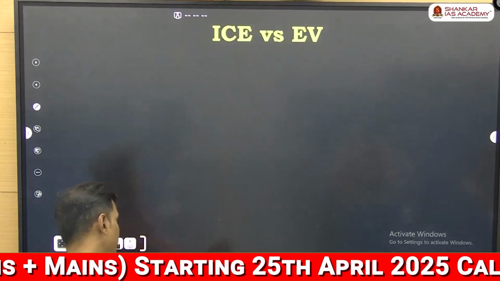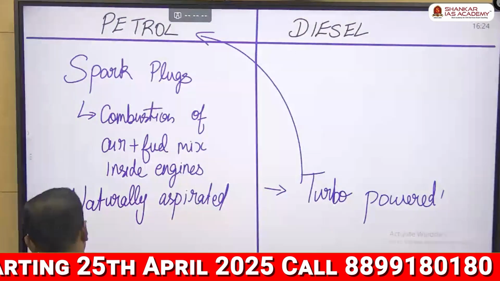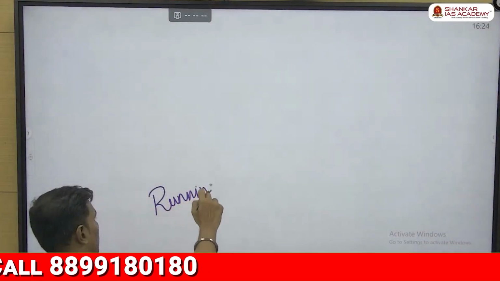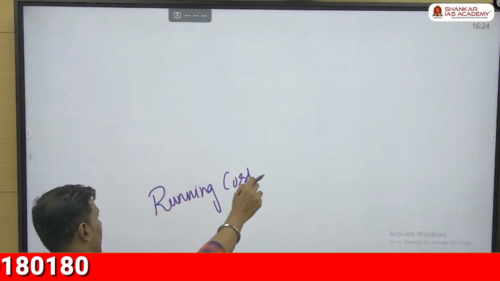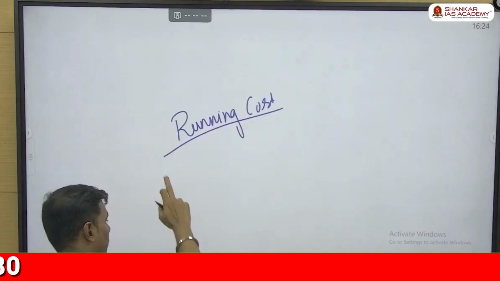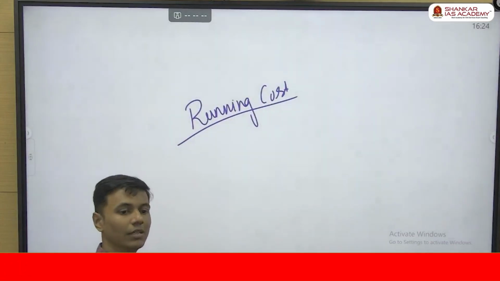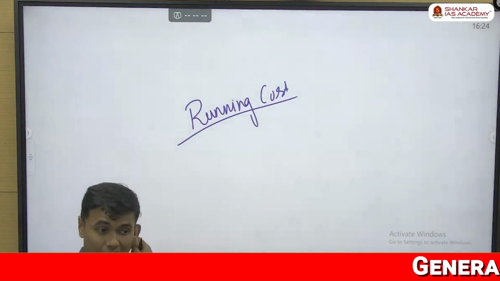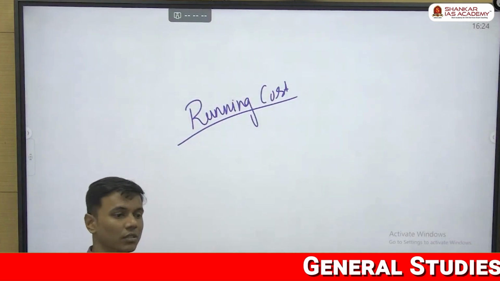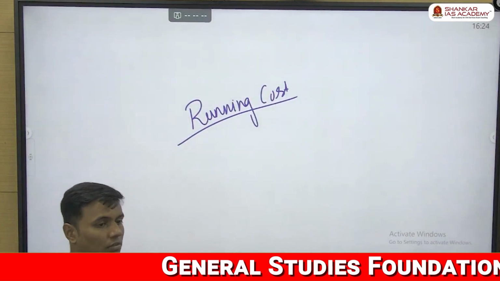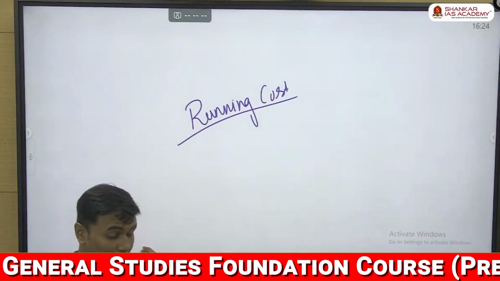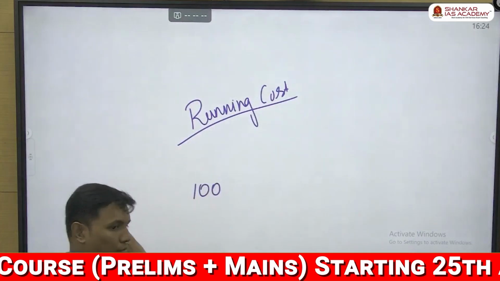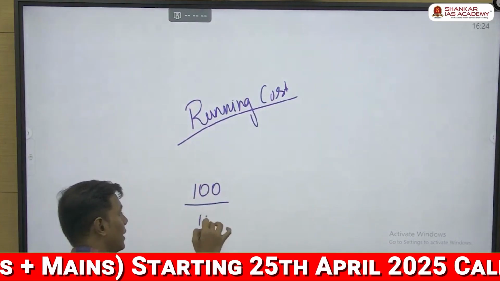Then we have to talk about something called running cost. What does running cost mean? The money you're going to spend for driving per kilometer. That's called running cost. Electric vehicles will have lesser running cost. Higher running cost for internal combustion engine, lesser running cost for EVs. How is that? 1 liter petrol, let's keep it as 100 rupees, for example. 100 rupees you're spending on petrol, and it goes, say, 10 kilometers.